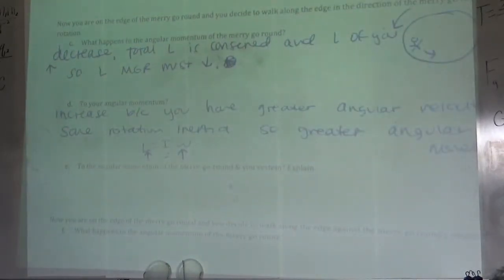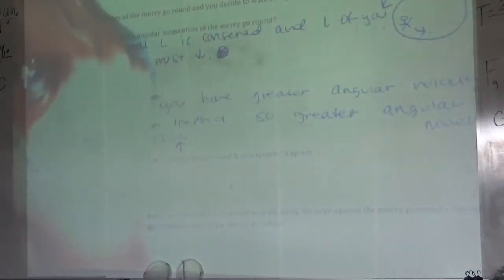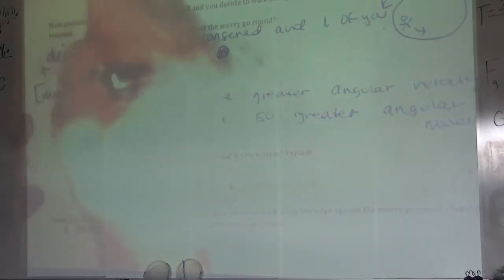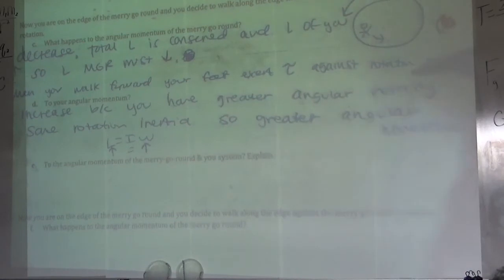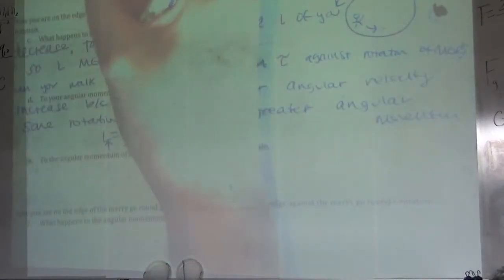The second thing is that a lot of you were talking about the torque, and that totally works too. If she's walking along the direction of rotation, then that means that the feet are pushing against the rotation. So you also could say when you walk forward, your feet exert a torque against the rotation of the merry-go-round, which means that the merry-go-round's angular momentum would decrease because a torque is acted in the opposite direction.